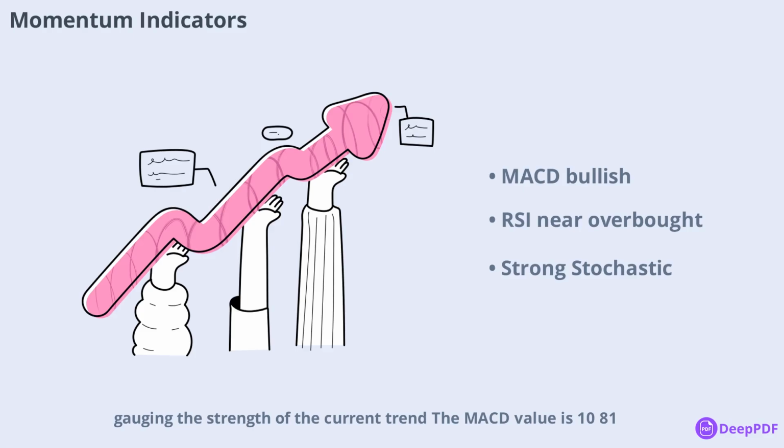Momentum indicators like MACD, RSI, and stochastic oscillator are crucial for gauging the strength of the current trend. The MACD value is 10.81, with a positive histogram and momentum, indicating bullish acceleration. The RSI 14 is at 65.77, approaching overbought territory but not yet extreme. Stochastic K14 is at 75.35, also suggesting strong momentum. These readings collectively point to a market that is trending strongly upward, but traders should be cautious of potential exhaustion.